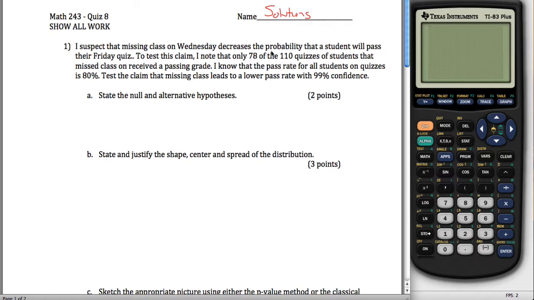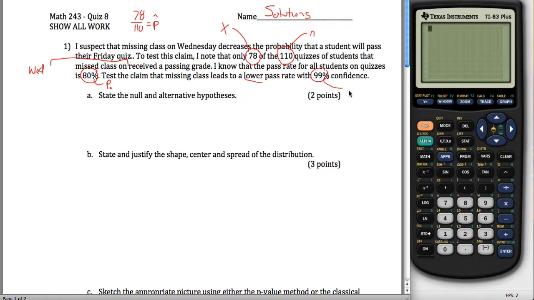I suspect that missing class on Wednesday decreases the probability that a student will pass their Friday quiz. To test this claim, I note that only 78 of the 110 quizzes of students that missed class on Wednesday received a passing grade. I know that the pass rate for all students on quizzes is 80%. So this 80% here is P naught, and 78 divided by 110 is P hat. Sample proportion, population proportion. Test the claim that missing class leads to a lower, that'll be key, pass rate.